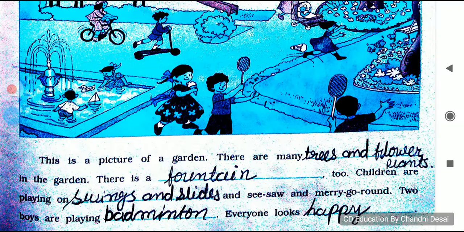Everyone looks happy. Answers: First, trees and flower plants. Second, fountain. Fourth, swings and slides. Fifth, badminton. Sixth, happy.